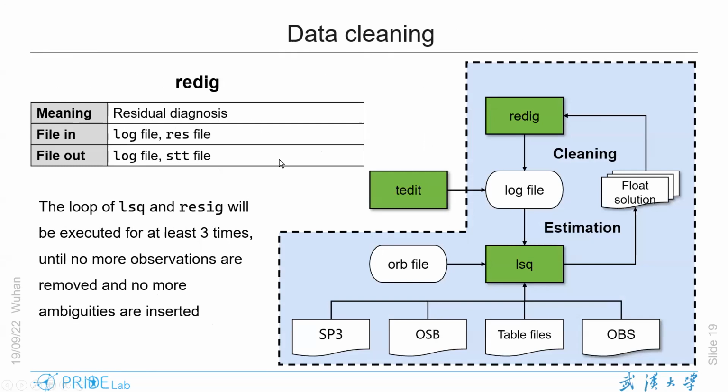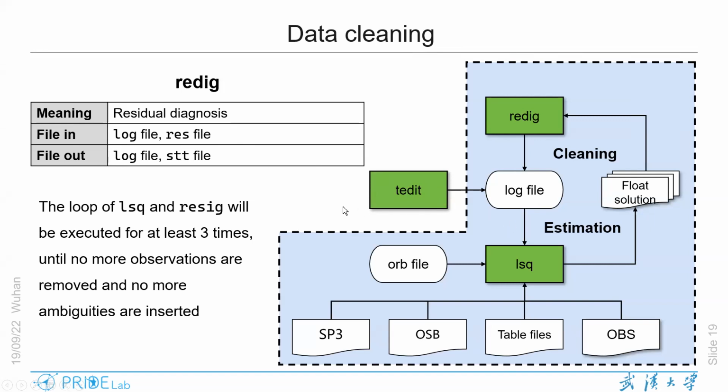The next step after adjustment is the data cleaning. The Vrdm program, which is short for the residual diagnosis, will read the residual file in the float solutions output from the LSQ, and further identify the outliers and cycle slips. Then the log file will be updated by this new diagnosis.